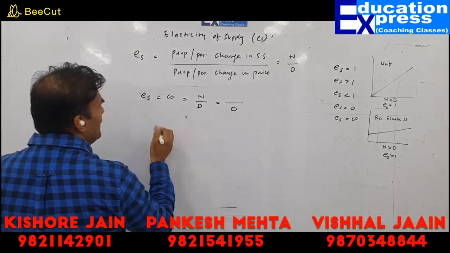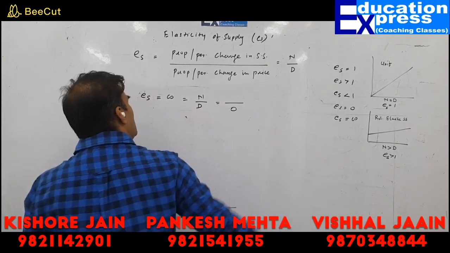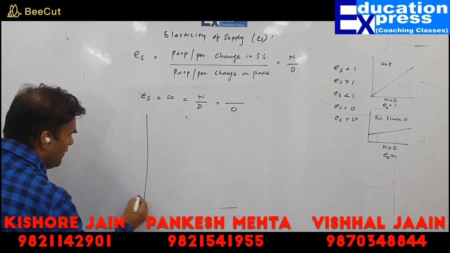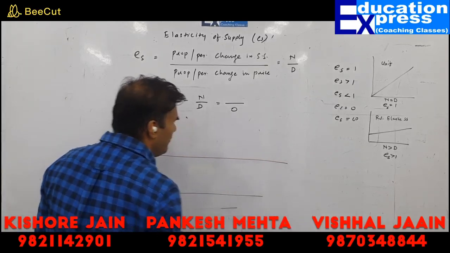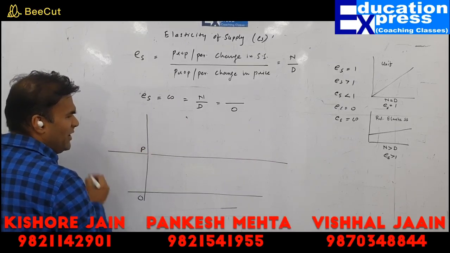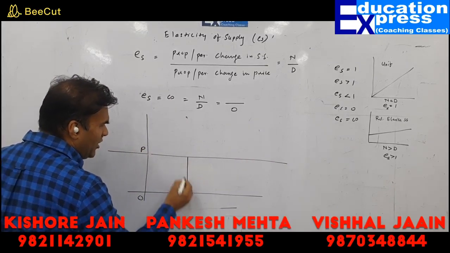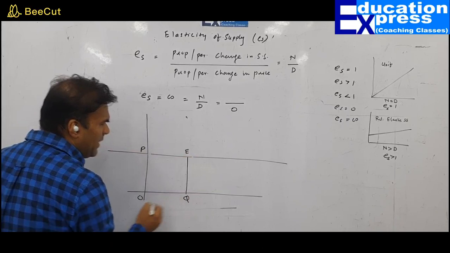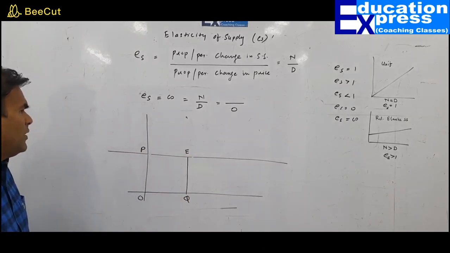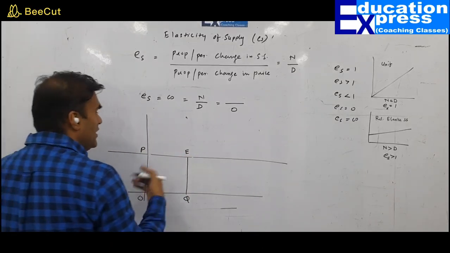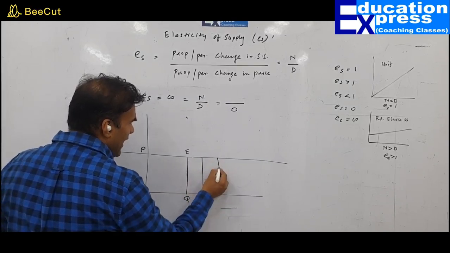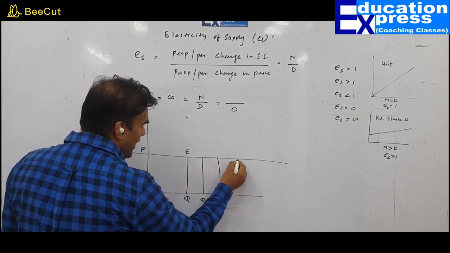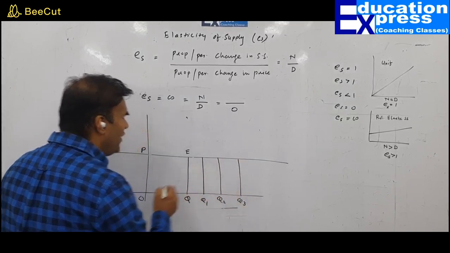Denominator is 0, that means there is no change in the price. So have a look. A situation where price remains the same, no change in the price. OP is only the price. Assume E to be an equilibrium. So my original supply was OP. So no change in the price, yet my supply rises. So how is it possible?